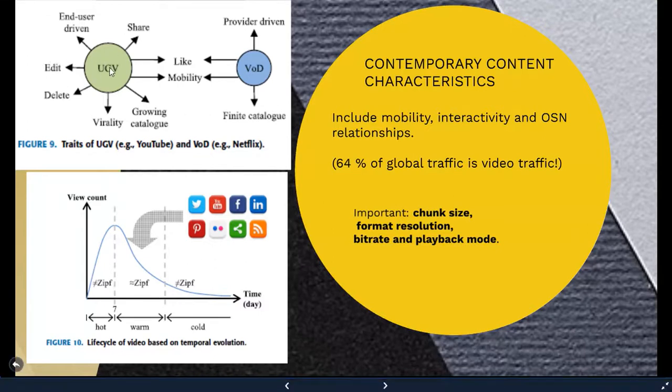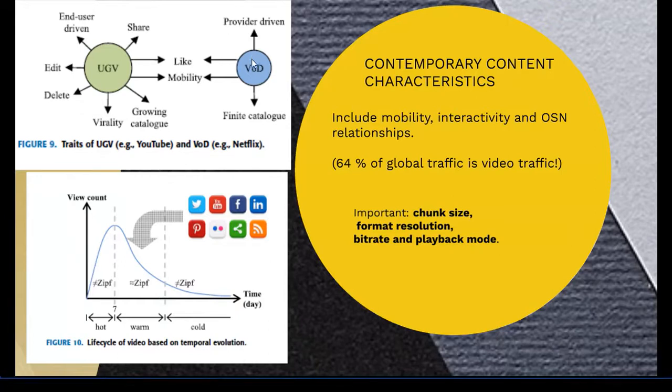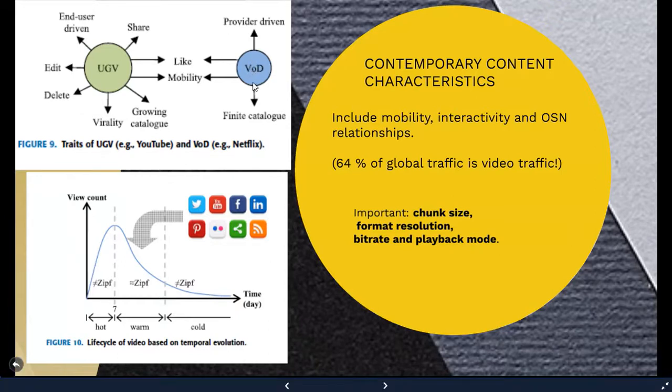So UGV stands for user generated videos, which are generated on websites such as YouTube and so on, and VOD stands for video on demand. So Netflix has a huge catalog of videos, and you cannot upload any videos to Netflix, right? If the user has an option to upload videos, the user generates the content and it comes under UGV.